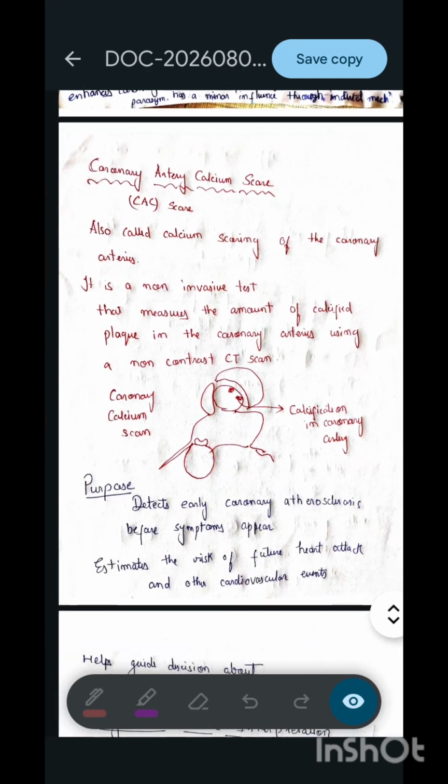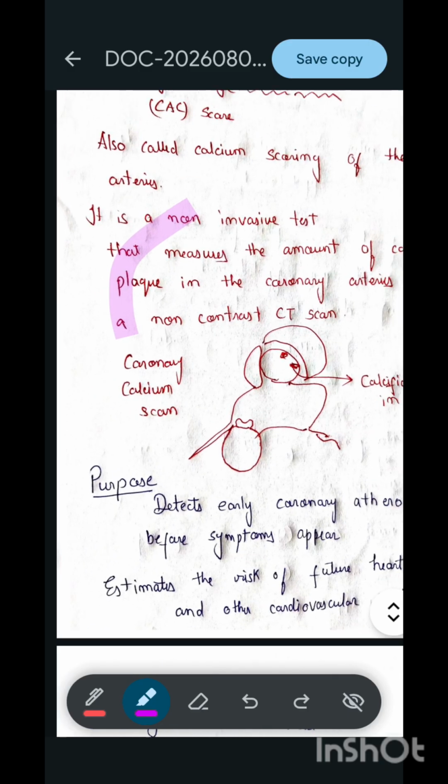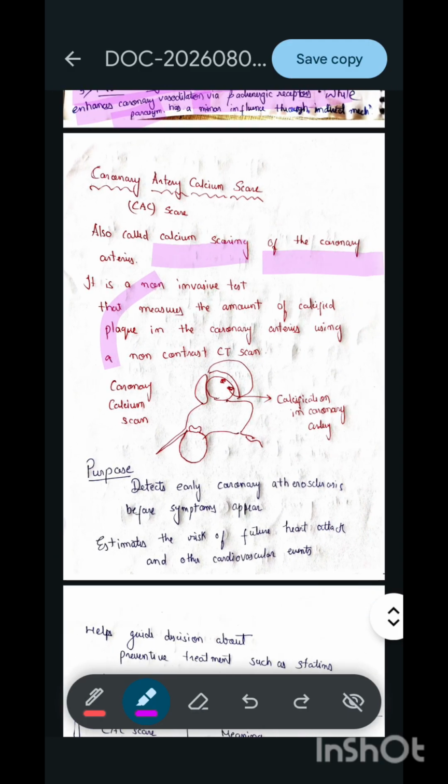Now I am going to introduce the concept of a recent advancement, that is the coronary artery calcium score. I'll also be adding a video after this, which will introduce you to this technology, coronary artery calcium scoring. So it is called the calcium scoring of the coronary arteries.